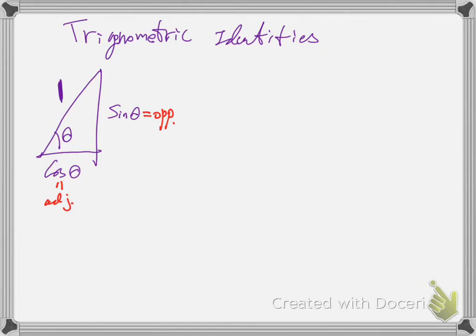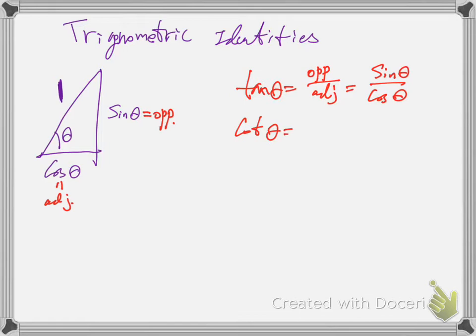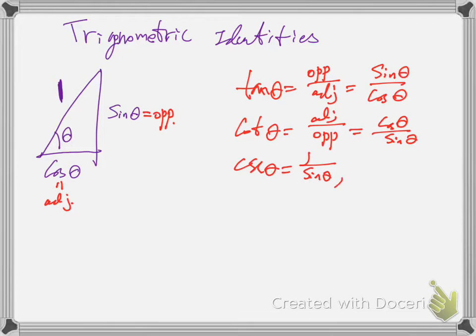Now from this triangle, first we can get tangent theta. Tangent is opposite over adjacent, so we get sine theta over cosine theta. Cotangent is you flip that, adjacent over opposite, so we get cosine theta over sine theta. And we already know cosecant is 1 over sine, and secant theta is 1 over cosine theta.